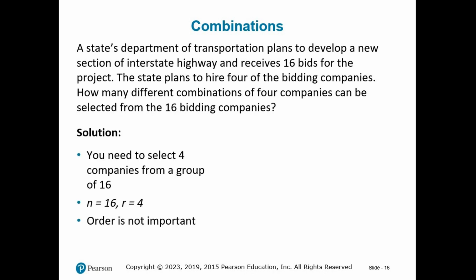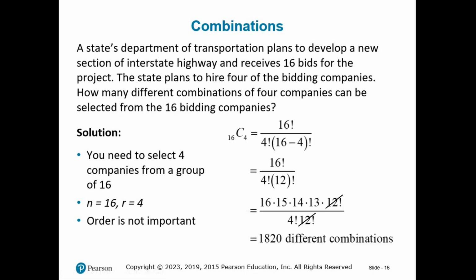Also, we want to select 4 companies from a group of 16. So our n is 16 and our r, or number of spots, is 4. So let's plug those into our formula. So 16 factorial, that was our total number, over 4 factorial times 16 minus 4 factorial, which is 12 factorial. If we expand the top one a bit, we can factor out the 12 factorials, and we're left with 16 down to 13 in the numerator and 4 factorial in the denominator.